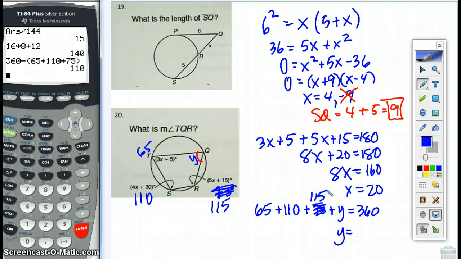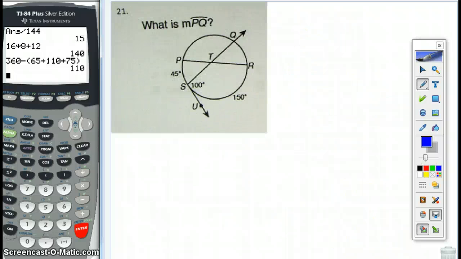115, and when I solve it on the calculator, I get 70 degrees. Okay, sorry about that mistake. I knew the numbers were looking slightly different than what I remembered.